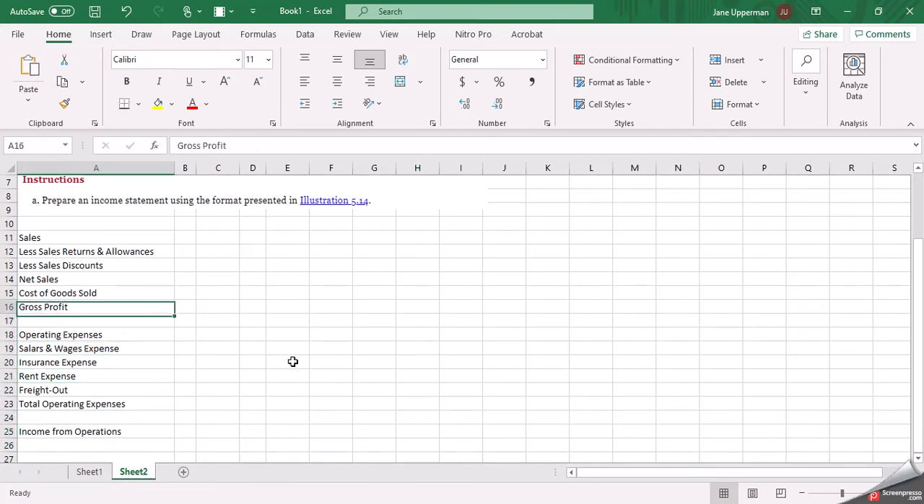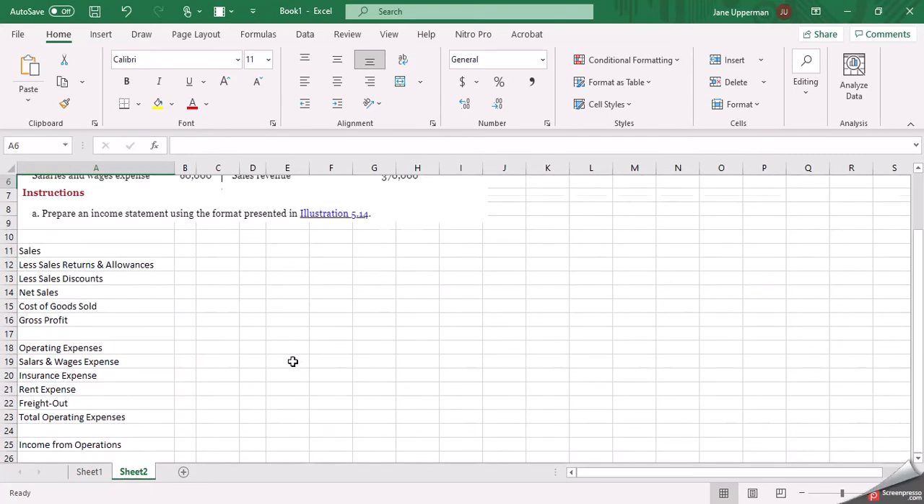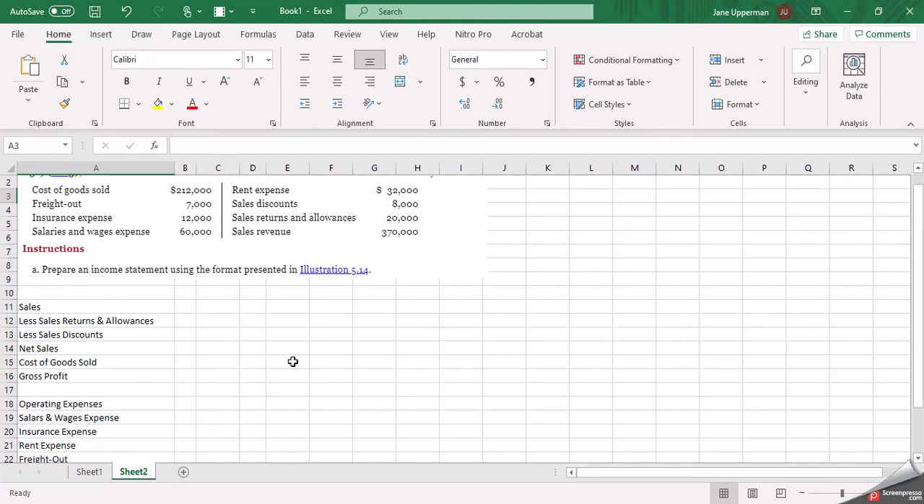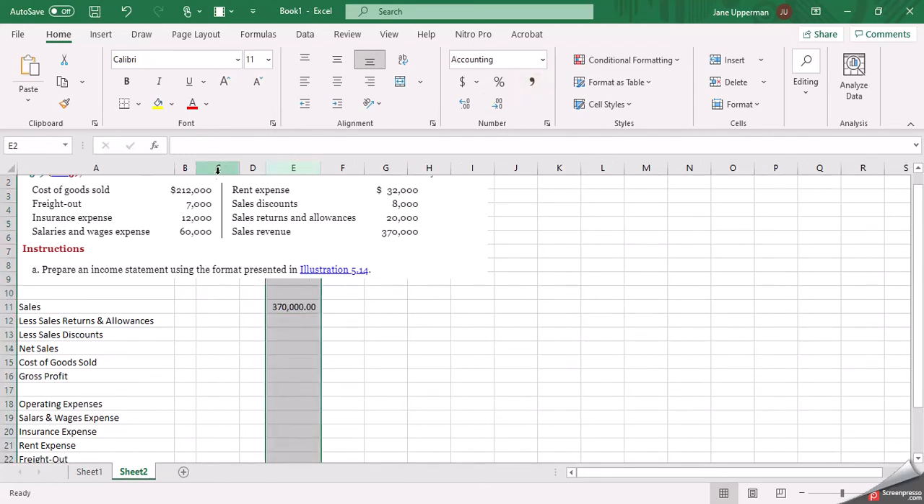set up the income statement as that exhibit is, listing the accounts that we have. So we start with our sales, and we're going to carry that over to this column here. So our sales is $370,000. Then this column here is going to be our less.